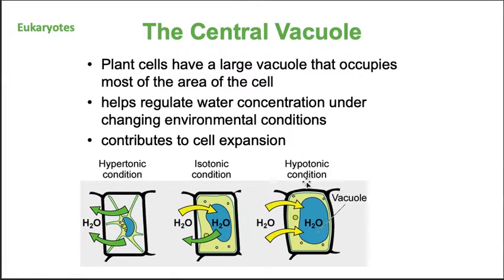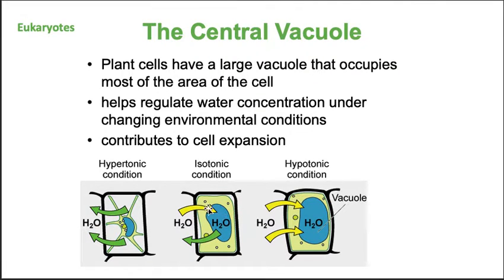So plants actually like hypotonic conditions where water is drawn into the vacuole and it fills as full as the cell wall will allow it to fill. Okay, so plant cells have a large vacuole that occupies most of the area of the cell. It helps regulate water concentration under changing environmental conditions, meaning under hypotonic conditions, it's going to fill plump, plump, and that's going to be a happy plant.